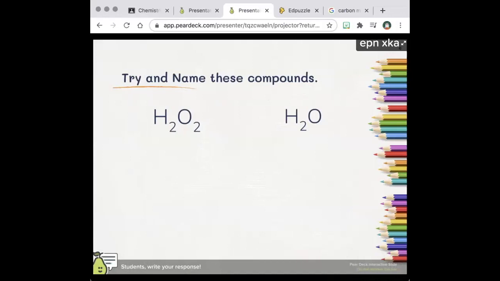But if I add another oxygen, H2O2, is that still water? No. Does anybody know what it is? Hydrogen peroxide. Hydrogen peroxide, my friends, is not the same thing as water. Water is something that you need to live. Your body is 75%-ish water. The earth is 75%-ish water. And we need to drink about 1.5 liters of water every day to stay hydrated.